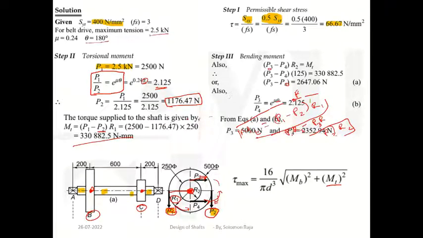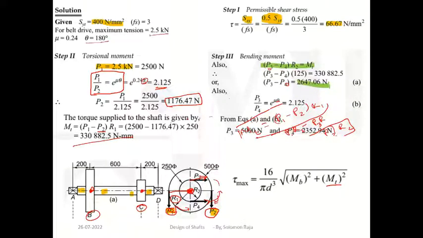So I have to find out the P3 and P4 values. There I told you, P3 minus P4 into R2 equals MT. P3 minus P4 equals the MT value I have, 330882. If you divide this by 125, I get the value 2647.